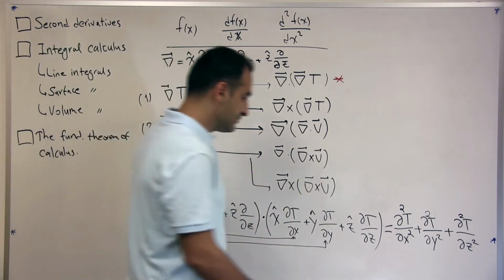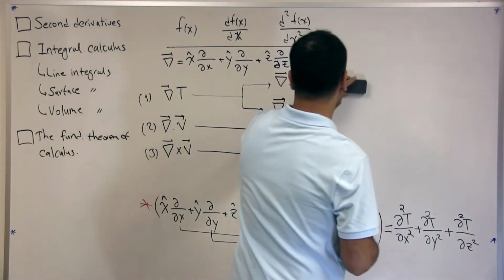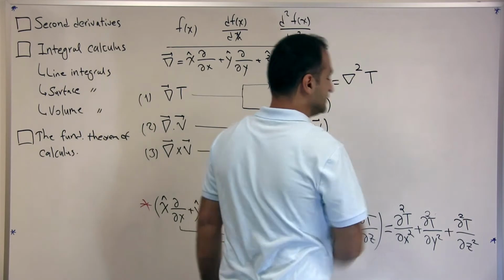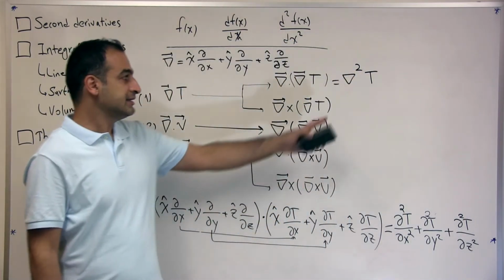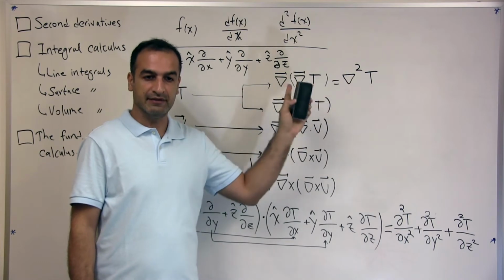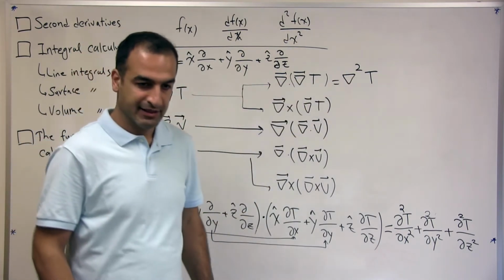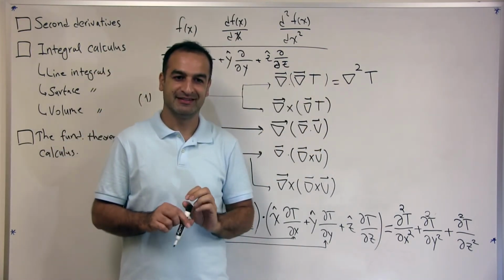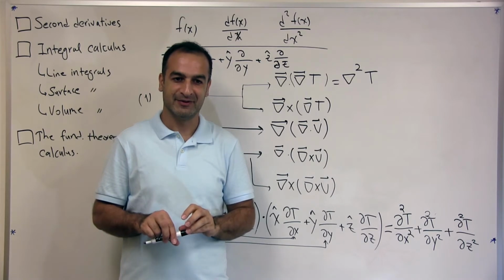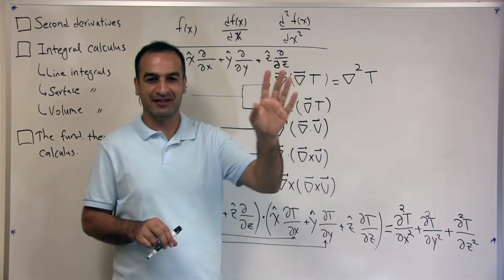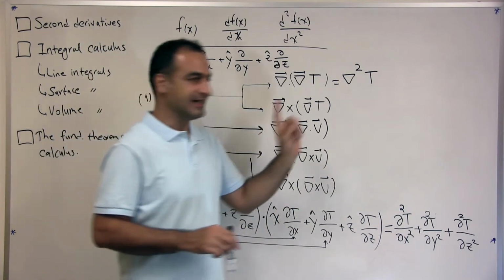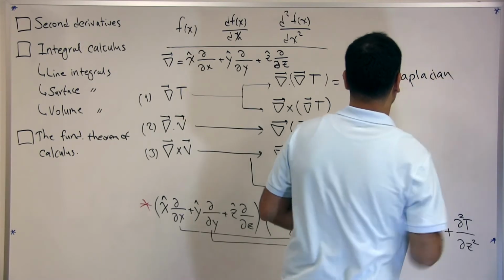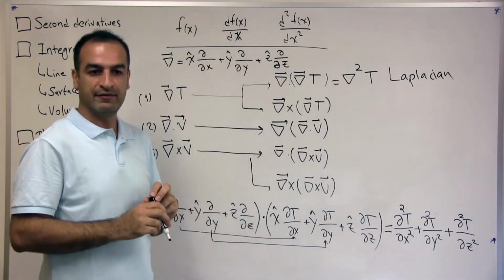Another way the notation people use it is like this, del squared T. And this is acting on a scalar function and giving a scalar. Are you familiar with this? Has anyone seen something like this before? If you haven't seen it so far, you will see it a lot because it happens a lot in physics. And this is in fact called the Laplacian. So this is the Laplacian of the function T.